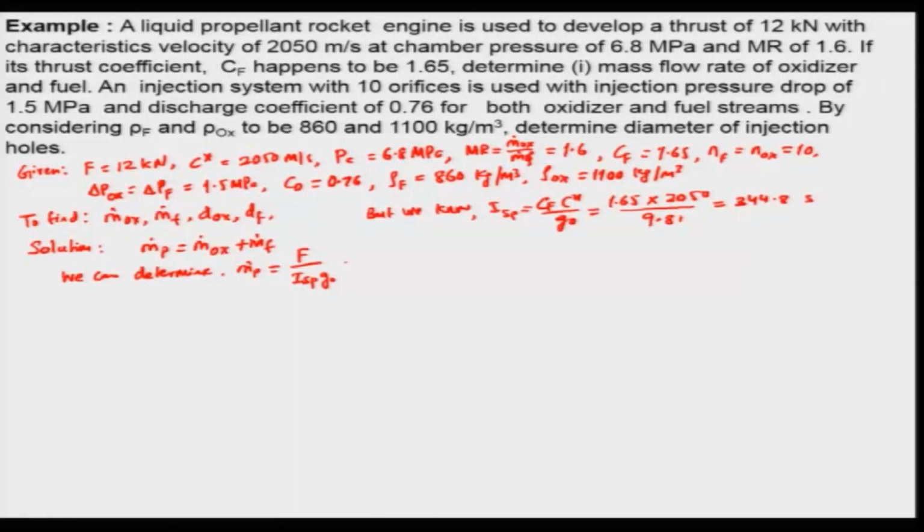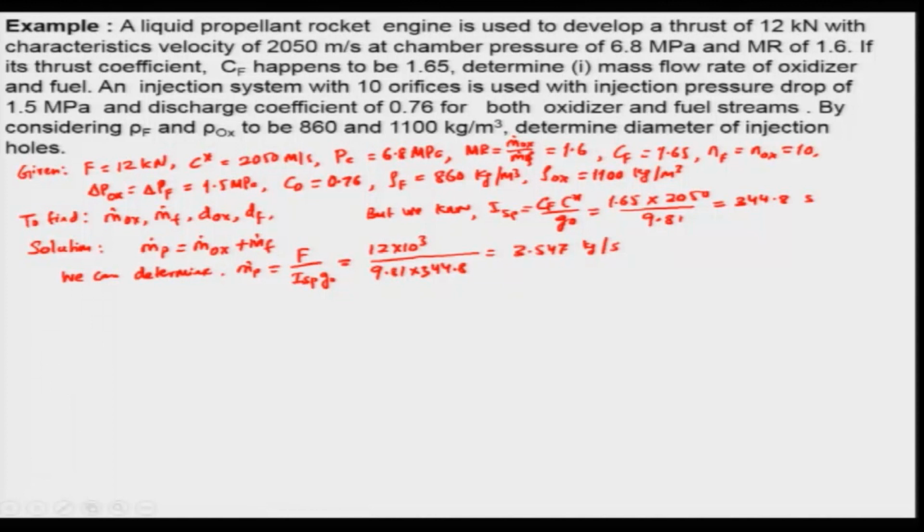So, if I substitute these values over here, I will get 12 kilonewtons, that is 12 into 10 power 3, divided by 9.81 into 344.8, which is equal to 3.547 kg per second, because this is the mass flow rate.